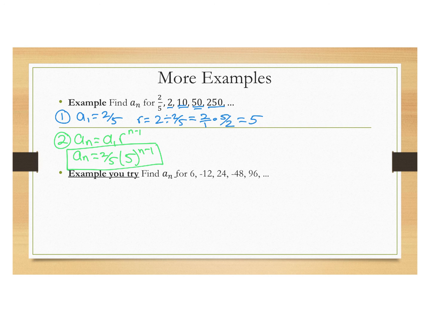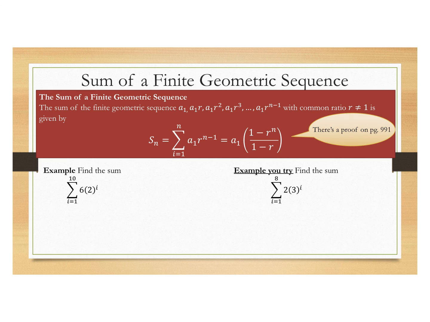Take a minute or two and try the example you tried. Hopefully you found a sub n equals 6 times -2 to the n minus 1 power. Now we're ready to talk about sums of a finite sequence.